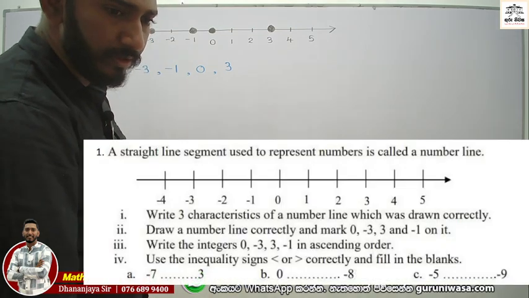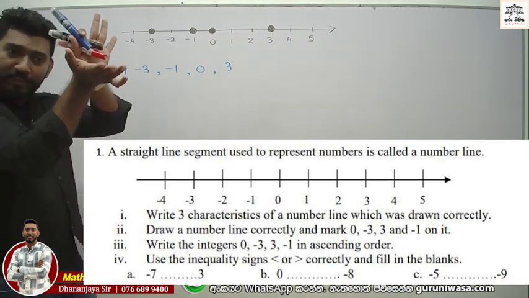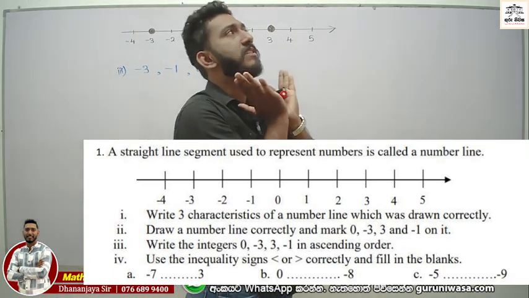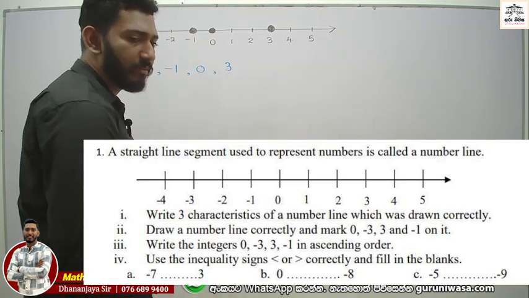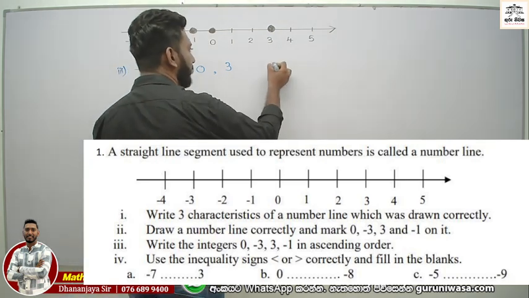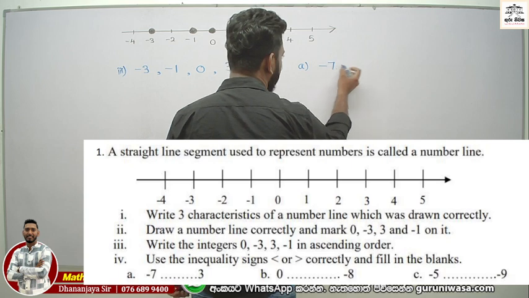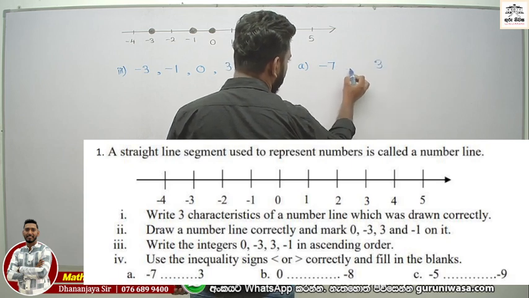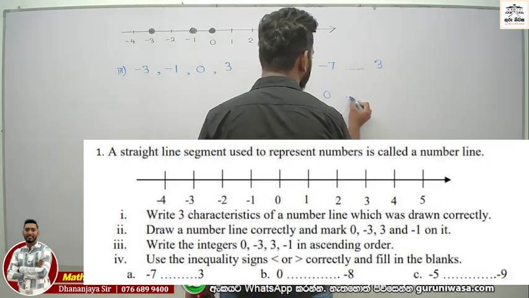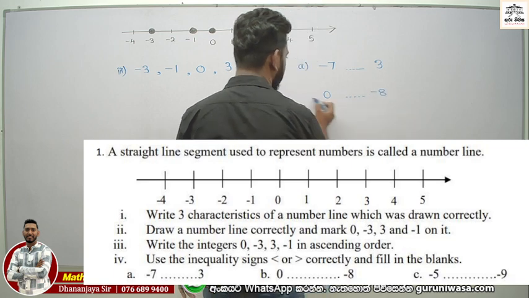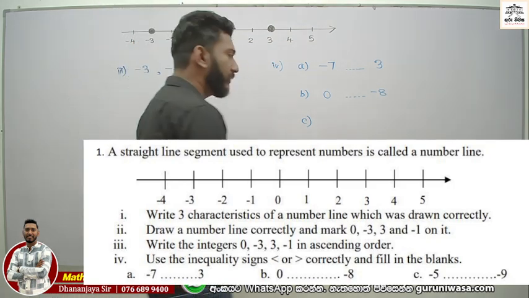Right. Now, use the inequality signs, and you know the crocodile mouth. The open side will be the greater side. Open side is greater side. Right. Number 4. This is a special letter A: minus 7 and plus 3. And 0 and minus 8. It's B. And C is minus 5 and minus 9.